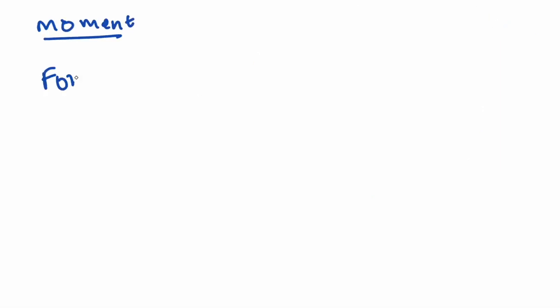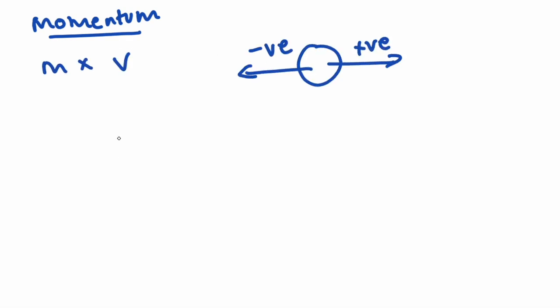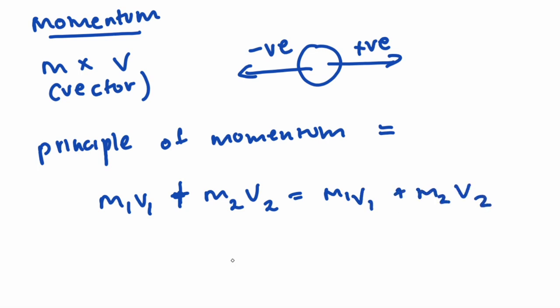Moment equals the force times distance. When moment is in equilibrium, the anti-clockwise force equals the clockwise force. Momentum equals the mass times the velocity. The momentum can be either positive or negative depending on the direction. The principle of momentum states that the momentum before collision equals the momentum after collision.